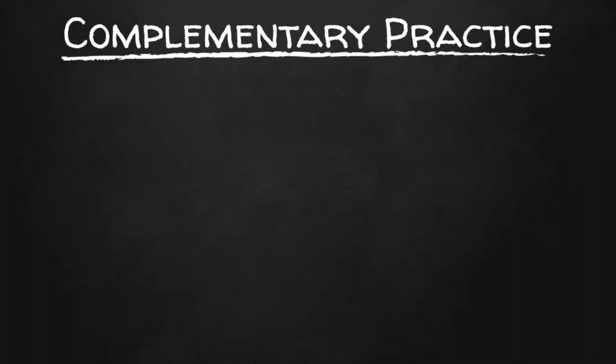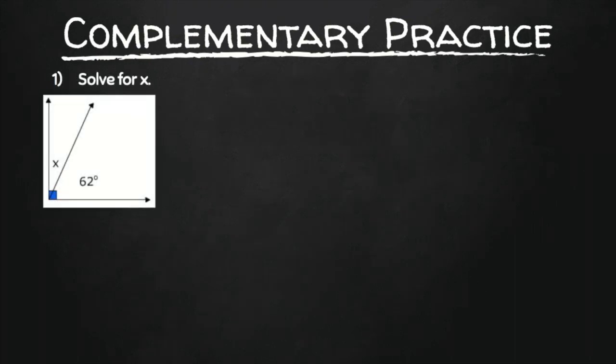Now, some complementary angle practice. What might a problem look like? Here, the problem is asking us to solve for x. So when I look at this problem, I recognize that there's a right angle. That means that they are complementary angles and that the sum of the two angle measures must add up to 90 degrees. So I can write an equation to help me think about this problem and to solve for x.